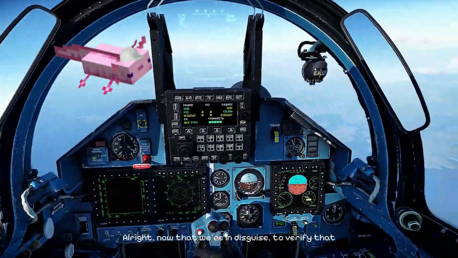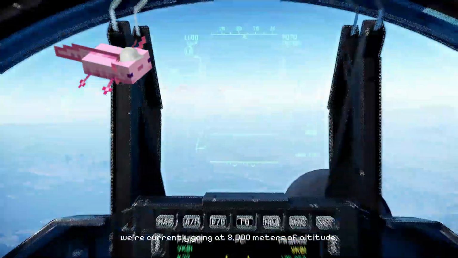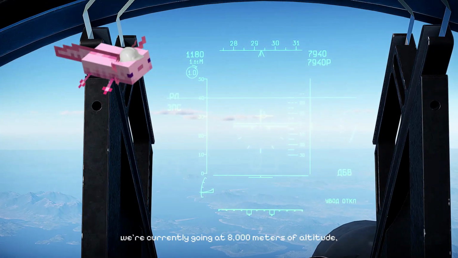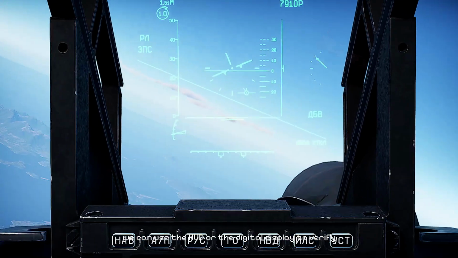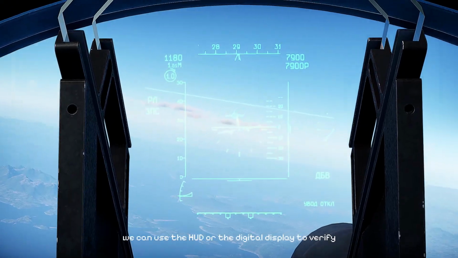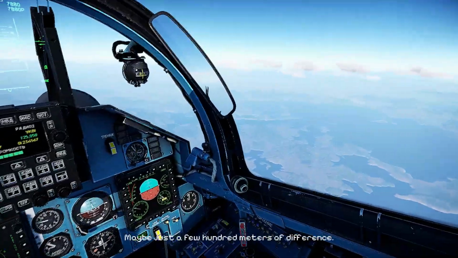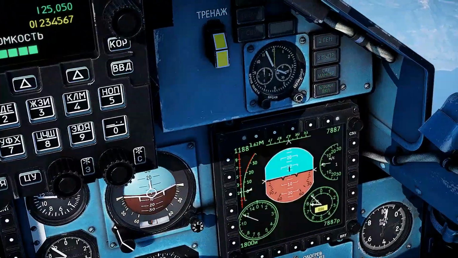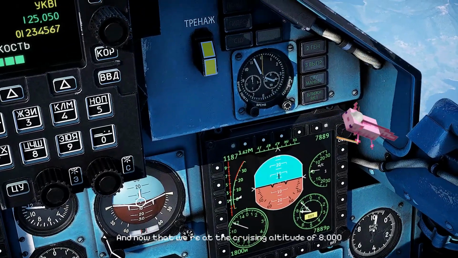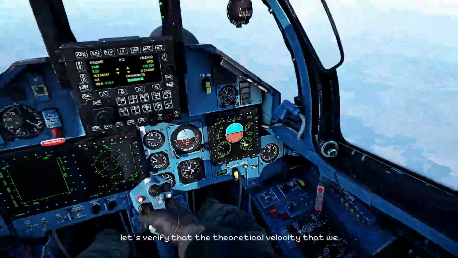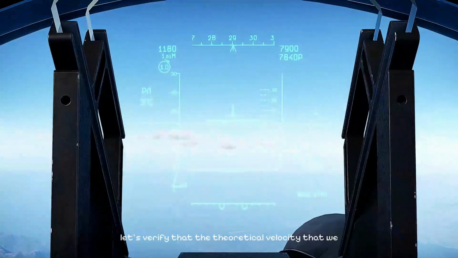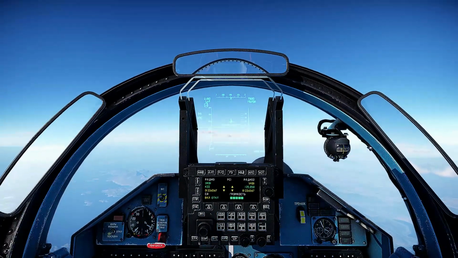Alright, now that we're in the skies, to verify that we're currently at 8,000 meters of altitude, we can use the HUD or the digital display to verify that our altitude is approximately equal to 8,000 meters, maybe just a few hundred meters of difference. And now that we're at the cruising altitude of 8,000 meters, let's verify that the theoretical velocity that we calculated is true.